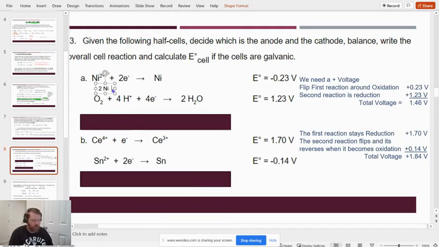Two nickel atoms making two nickel ions plus 4 electrons. And that is going to flip our voltage around to positive 0.23 volts. Remember, flipping a reaction changes the voltage from positive to negative. Doubling the reaction has no impact on the voltage. So I changed the voltage because I flipped it, but I did not change the voltage by doubling it.